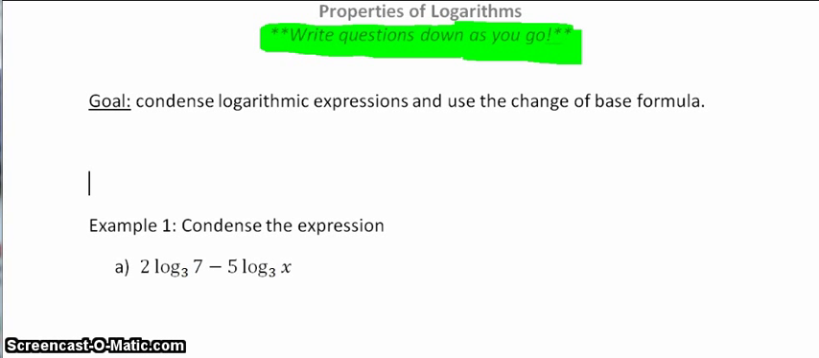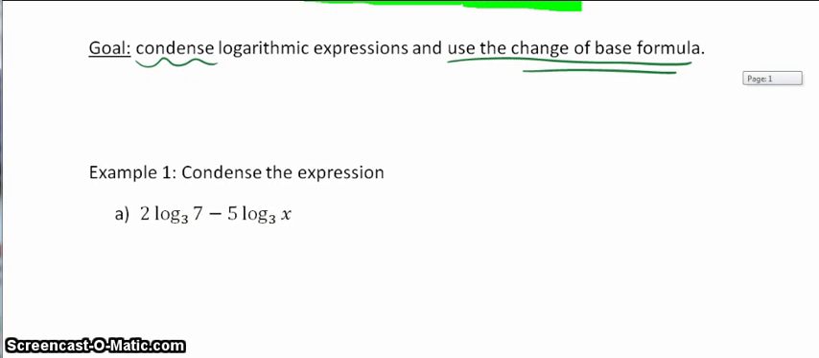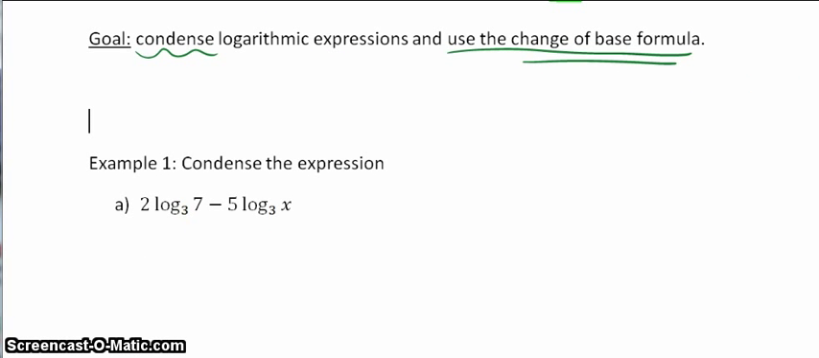Our goal for today is to condense these logarithm expressions. So yesterday, or in the last video, we worked on expanding them. Today we'll be going backwards. And eventually we'll also get to the change of base formula. But for now, let's work on condensing these logarithm expressions. And like I said, that's pretty much going backwards from the last video. So we do need to remember some things we learned before.